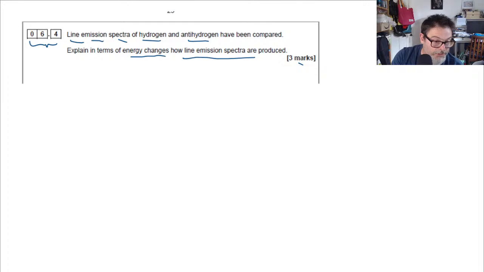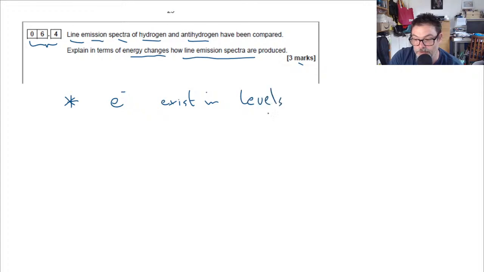Right, so really this is pretty, well, I want to say straightforward. Of course, it's straightforward if you know the answer, isn't it? So the first point that they want you to talk about is that the electrons exist in levels. Now, we've been talking about that for the last half an hour. So if you haven't got that yet, you've got a problem, okay? So electrons exist in levels. That's the first thing.